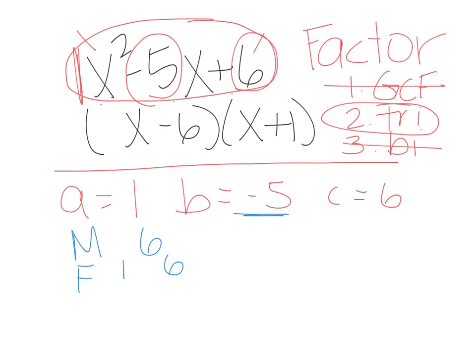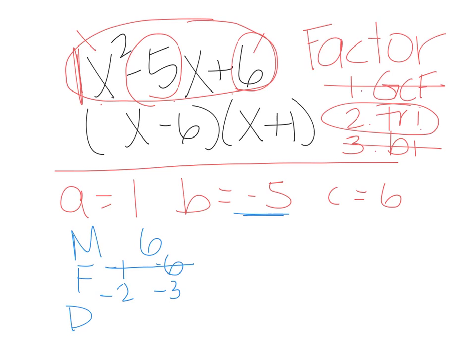So if I factor 6, I have 1 and 6, 2 and 3. I'm multiplying to get a positive. Therefore, I either need a positive times a positive or a negative times a negative. I'm adding to a negative, so that helps me know all of my signs should be negative when I multiply. Then I can see that -2 plus -3 equals -5.